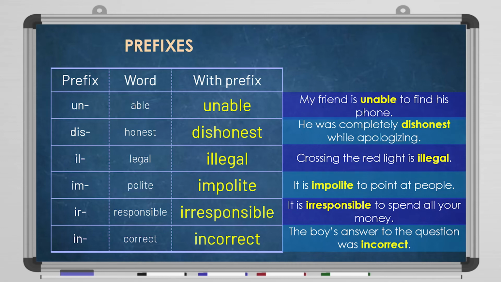If I use the prefix dis and add it to the word honest, it will be dishonest. He was completely dishonest while apologizing. So this is the second use for prefixes. For example, il. If I added il to the word legal, it will be illegal. Crossing the red light is illegal. If I add im to the word polite, it will be impolite. It is impolite to point at people.